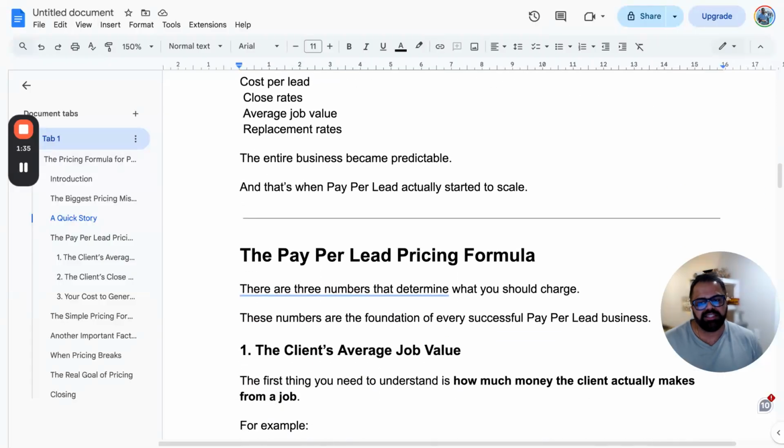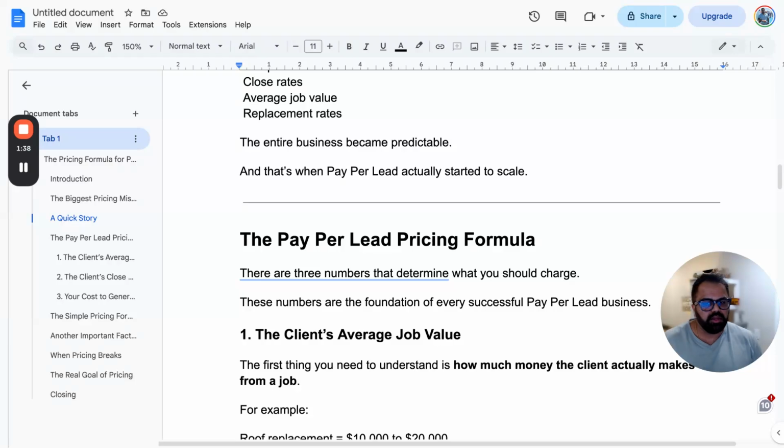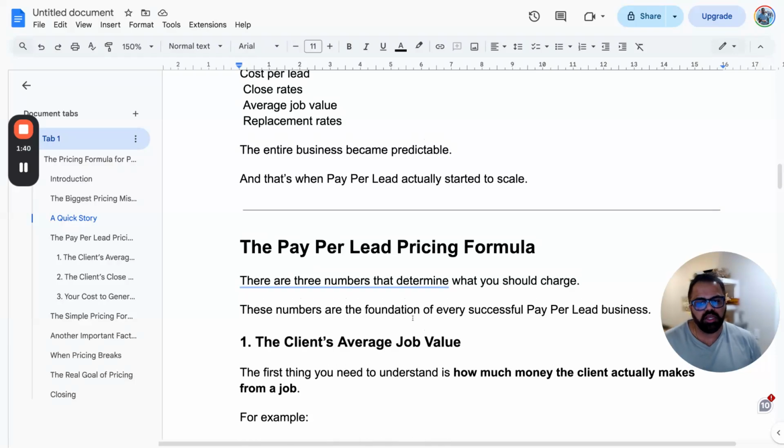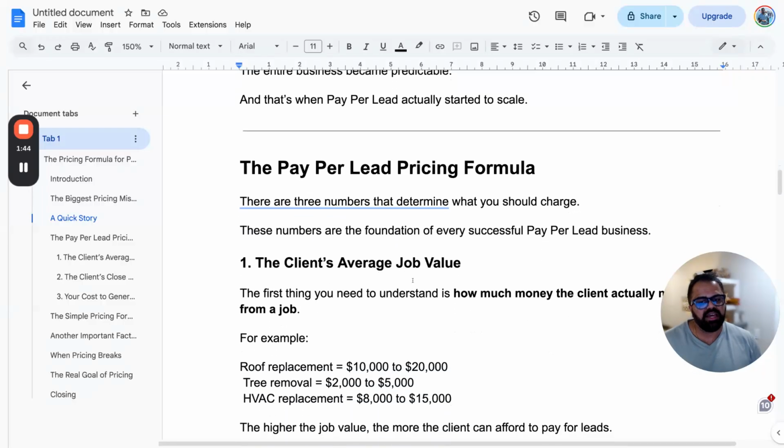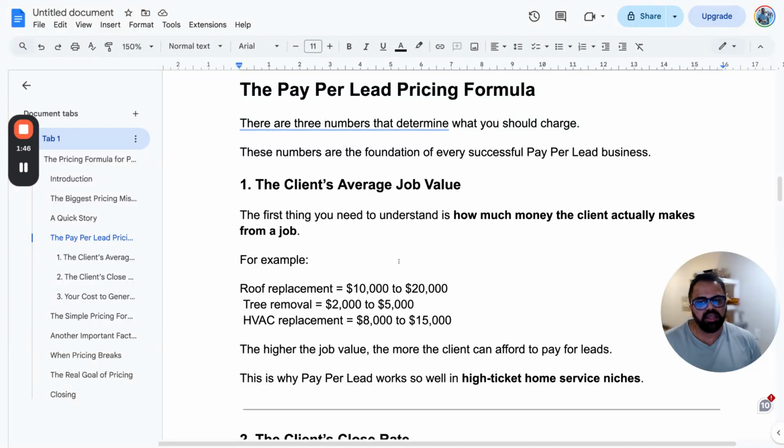So for pay per lead pricing, there are three numbers that determine what you should charge. These numbers are the foundation of every successful pay per lead business. The first is the client's average job value. You need to understand how much money the client actually makes from a job. For example, roof replacement 10,000 to 20,000, tree removal 2,000 to 5,000, HVAC 8,000 to 15,000.